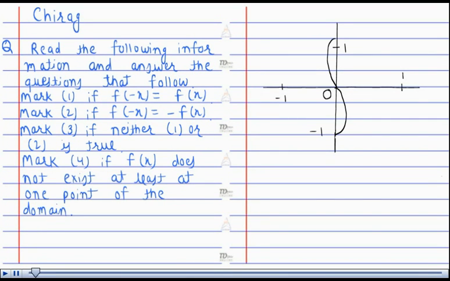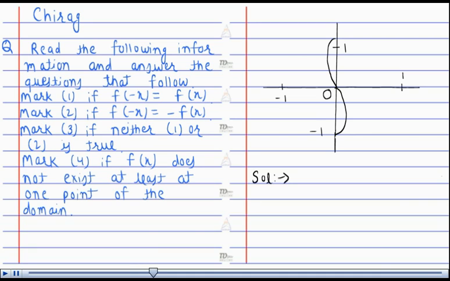The question is, read the following information and answer the questions that follow. Mark 1. If f of minus x is equal to f of x. Mark 2. If f of minus x is equal to minus of f of x. Mark 3. If neither 1 or 2 is true. Mark 4. If f of x does not exist at least at one point of the domain. Now, the solution. This question is based on the concept of even and odd function.